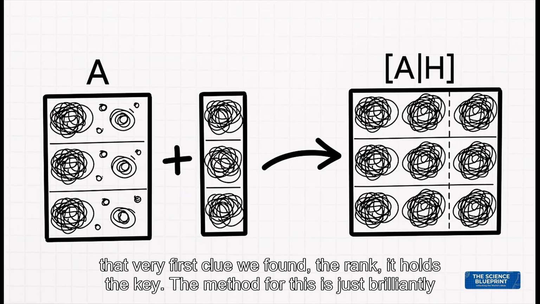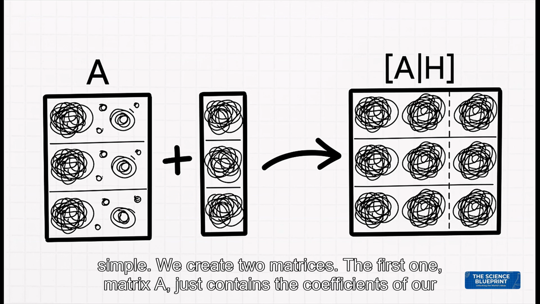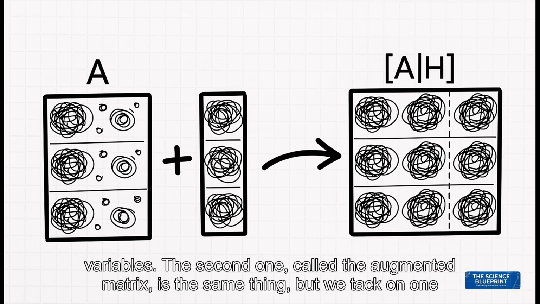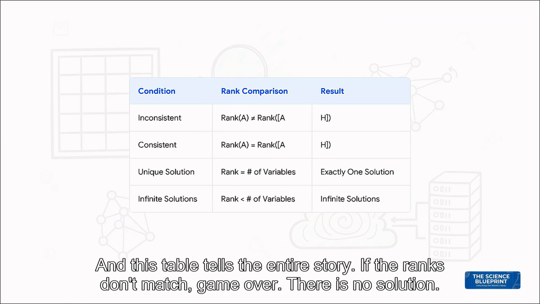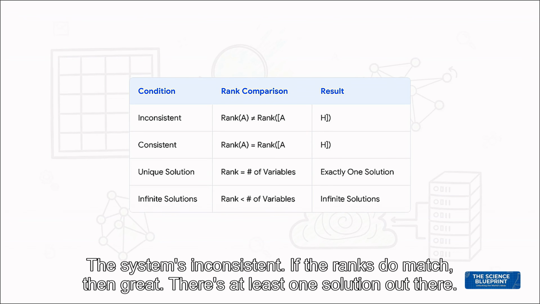The method for this is just brilliantly simple. We create two matrices. The first one, matrix A, just contains the coefficients of our variables. The second one, called the augmented matrix, is the same thing, but we tack on one extra column for the constants on the other side of the equal sign. Then, we find the rank of both. And this table tells the entire story. If the ranks don't match, game over. There is no solution, the system's inconsistent. If the ranks do match, then great. There's at least one solution out there.